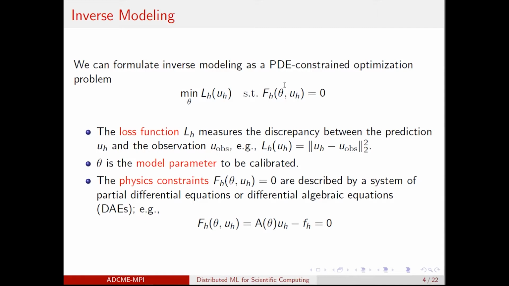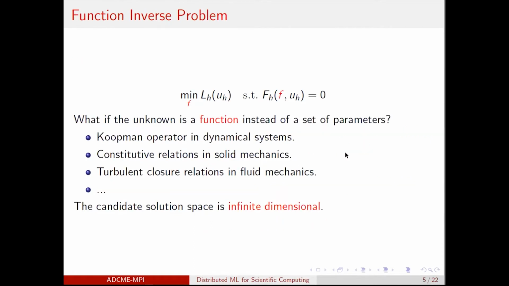For example, if we are solving a Poisson's equation and this Poisson's equation is discretized using, for example, a finite element method, we may have a form like this. And theta might be the coefficient in the Poisson's equation, for example, the diffusivity coefficient. And this is the linear system to solve. And once we solve the linear system, we can get the state variable. And u_obs will be the observation of our state variable. What I just described is the so-called parameter inverse problem, where the unknown is just a parameter.